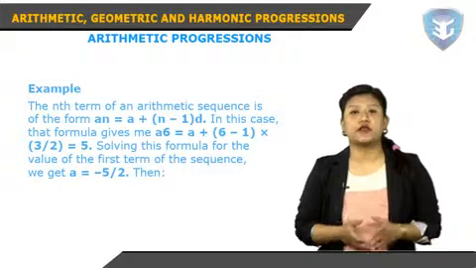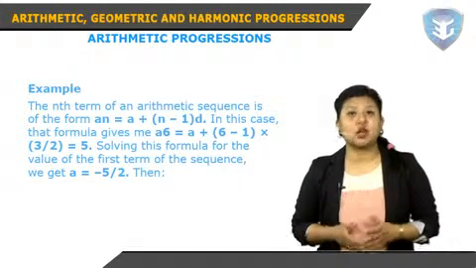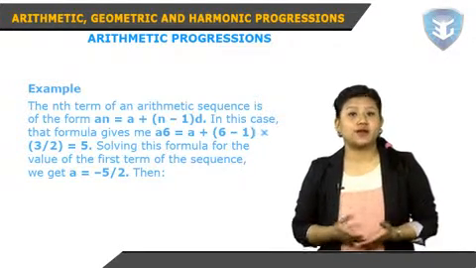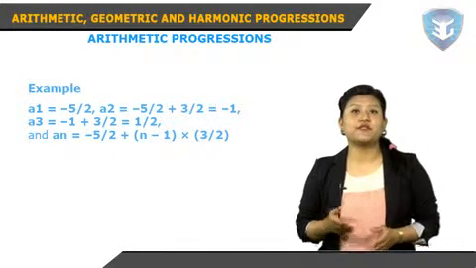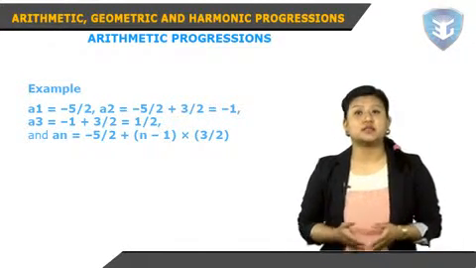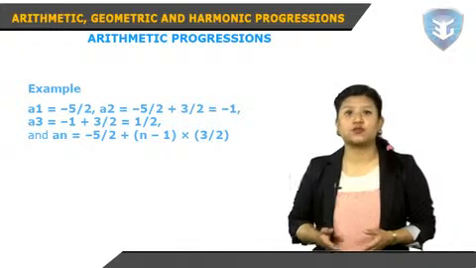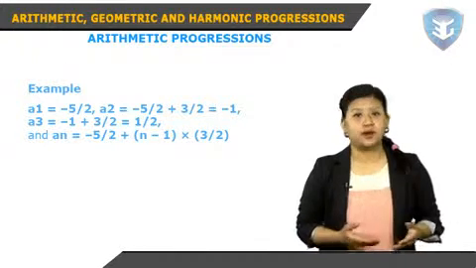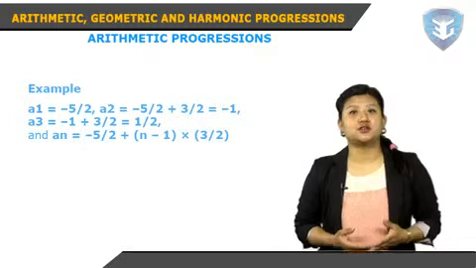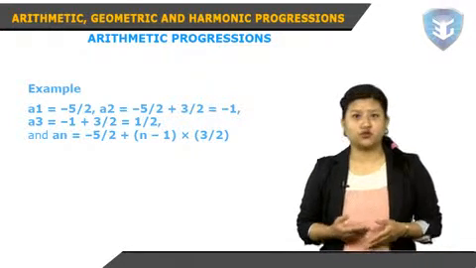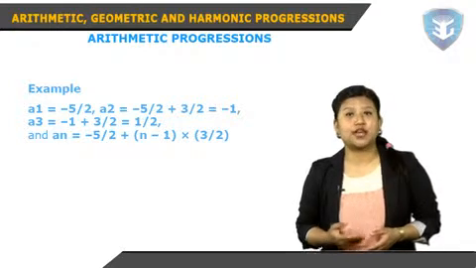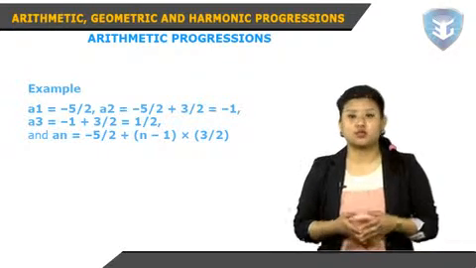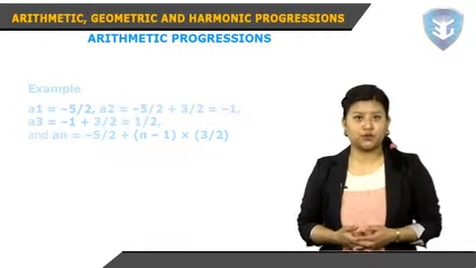Solving this formula for the value of the first term of the sequence, we get a equals minus 5 over 2. Then a1 equals minus 5 over 2. a2 is equal to minus 5 over 2 plus 3 over 2, which is equal to minus 1. a3 is equal to minus 1 plus 3 over 2, which is equal to half. And an is equal to minus 5 over 2 plus (n minus 1) times 3 over 2.